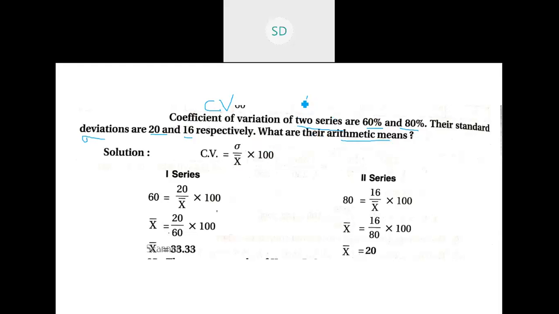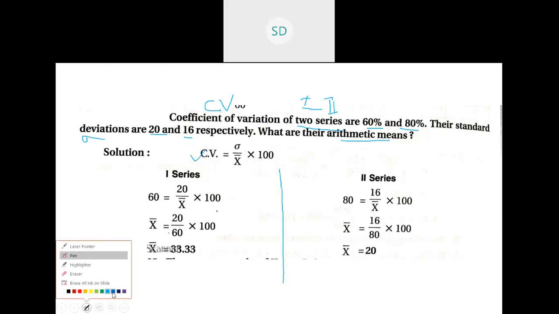So let us take series 1 and series 2. Series 1 coefficient of variation, that is CV, is 60% and standard deviation is 20. Coefficient of variation of series 2 is 80% and standard deviation is 16. Now I have to find out the arithmetic mean for series 1 and series 2. We are using the same CV formula everywhere. We are not changing the formula.